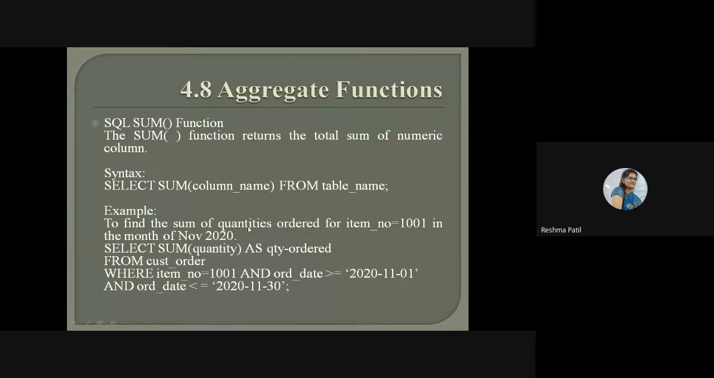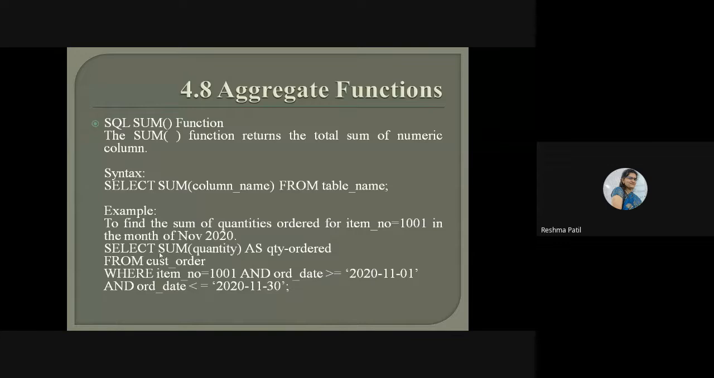Example, to find the sum of quantities ordered for item number 1001. If you want to get the total number of quantities ordered for item number 1001 in the month of November 2020, so for this particular month, how many quantities are ordered for this particular item? We have to get the sum of that quantity. So you will come to know the sale of this particular product for the November 2020 month.